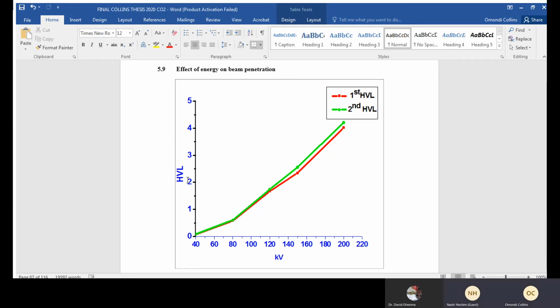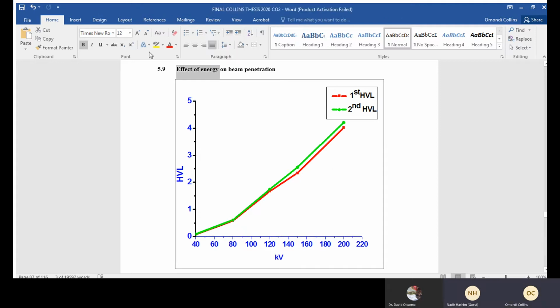So the tube voltage effectively increases the number of photons, the intensity of the beam. And half value layer is the thickness of your material required to reduce the intensity of the beam by half. So if you have a beam that is more intense, the half value layer must increase. The more intense your beam is, the thicker the material required to reduce its intensity. I don't know if I've been able to communicate that. Okay, so we can proceed.